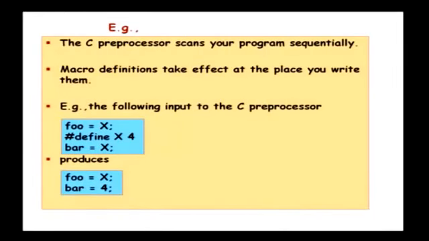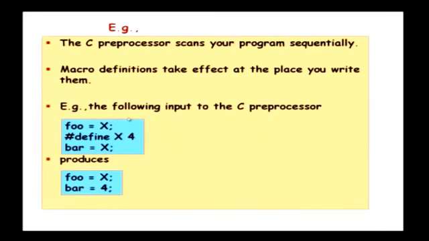The C preprocessor scans through a program sequentially. This is an important thing to understand, and macro definitions take effect at the place you write them. So, let us look at a very specific example to illustrate this point. Suppose you write foo equal to capital X, after that you have a line saying hash define X 4, and then bar equal to X.